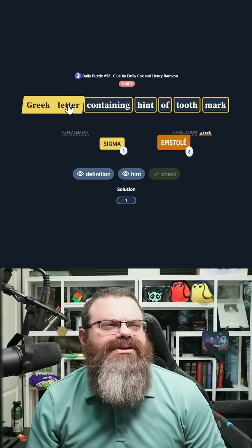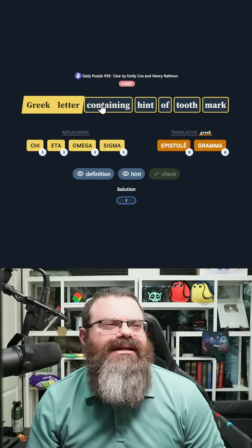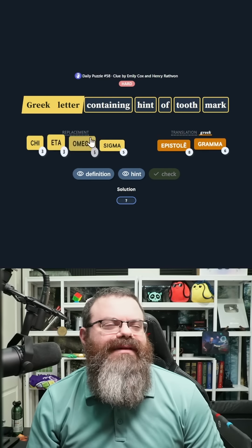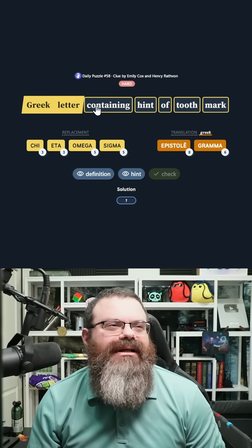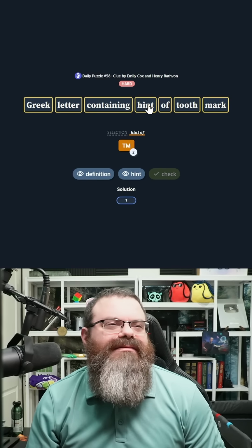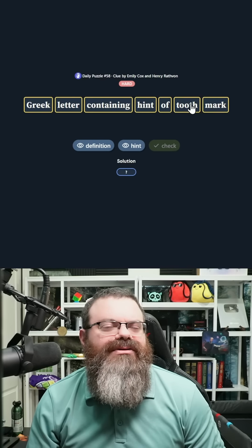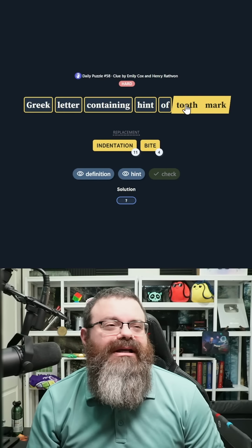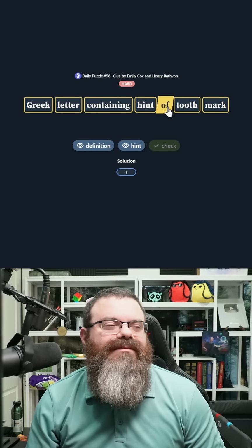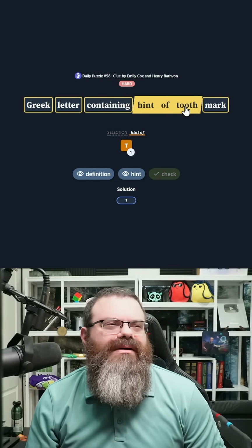So whatever we're going to do here, we're going to take some Greek letter and it's going to contain. So somewhere inside of that, we're going to insert whatever's to the right here. Mark could be our definition. Tooth mark could be our definition. Of, I don't know if we're allowed to have linking words here, but of would be a linking word. Maybe. But maybe hint of tooth containing T.